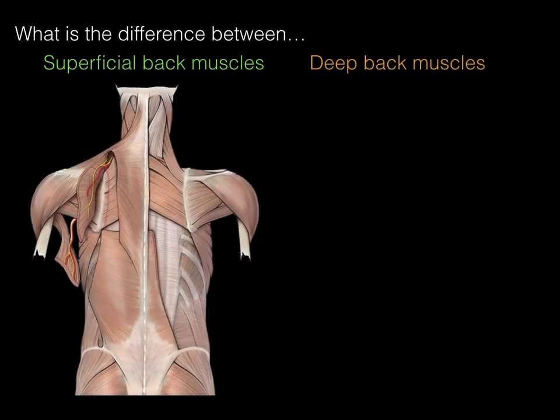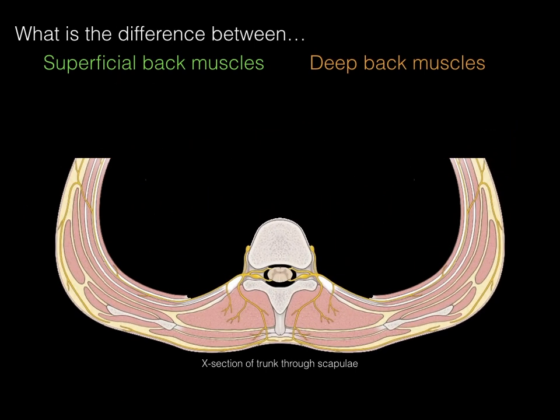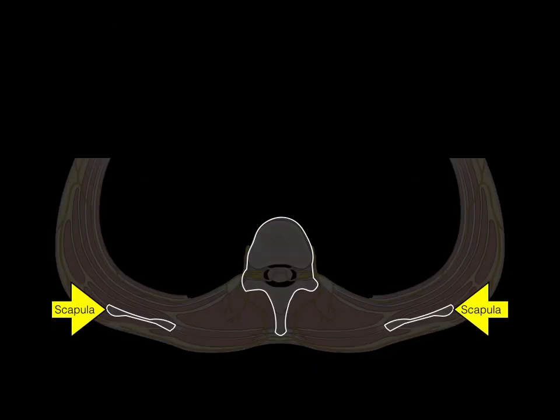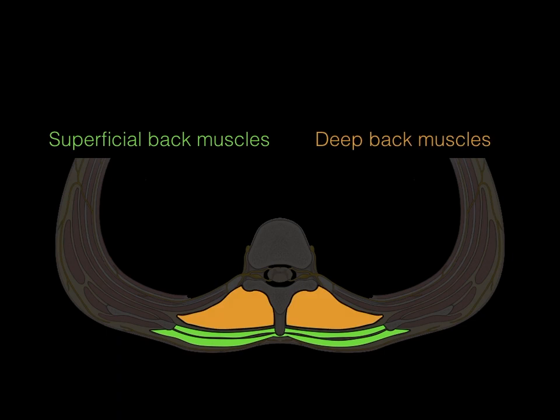And so here we have a picture of the back, and we're going to take a cross section through it, and we're going to see this cross section. We blow that up, and this is a cross section of the trunk through the scapula. A few things: there are the scapulae highlighted, and a vertebra highlighted. And so in green are superficial back muscles. They're superficially located. And in orange, there are the deep back muscles.